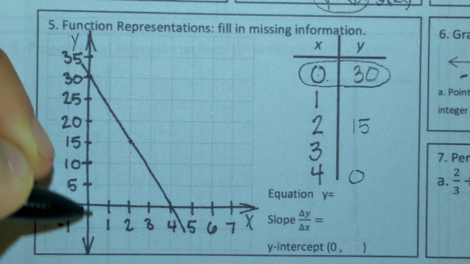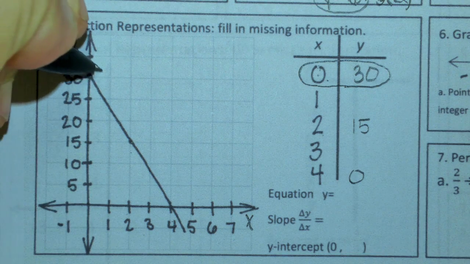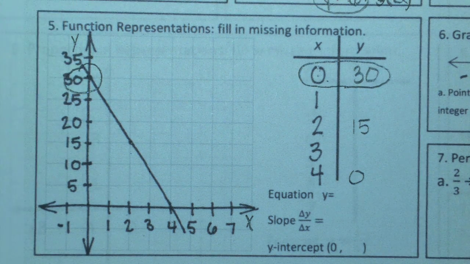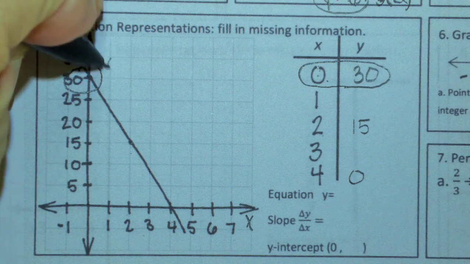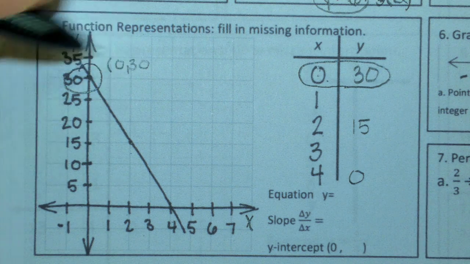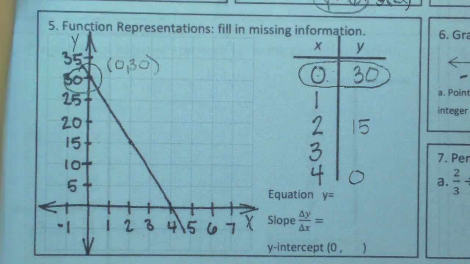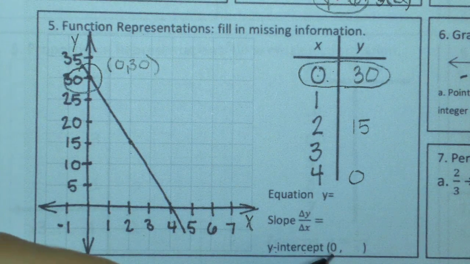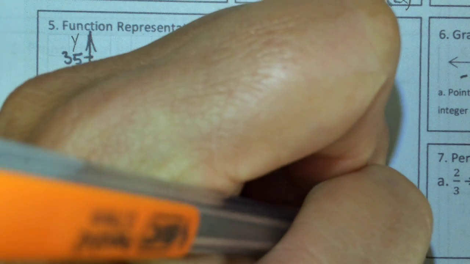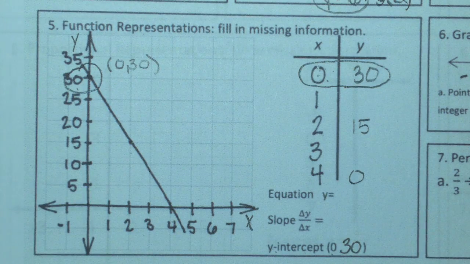Here's the y-axis, and it crosses through the y-axis at the 30. That coordinate point there is 0, 30. That coordinate point is the y-intercept. The y-intercept. So down here, that y-intercept is 0, 30. Okay, that's a key feature. That's going to show up in our equation, that shows up in our graph, that shows up in our table. Every time that's an important value.